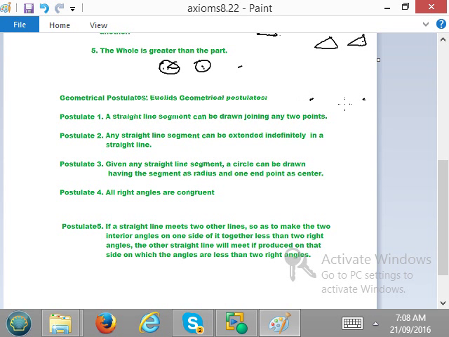We cannot draw a line of 5 kilometers and join practically. We represent it by 2 points and join it. Next, postulate 2: any straight line segment can be extended indefinitely in a straight line. So whenever we say any straight line, we can extend it this way or this way, indefinitely.